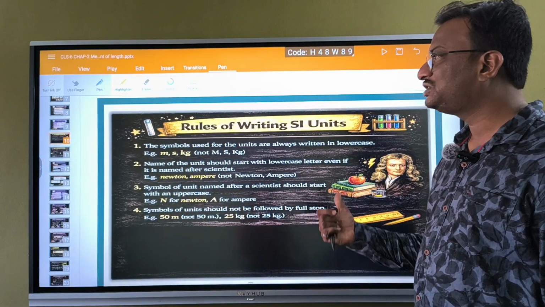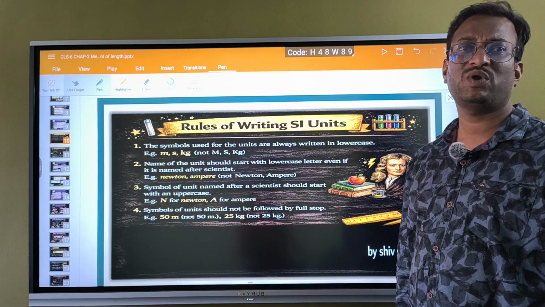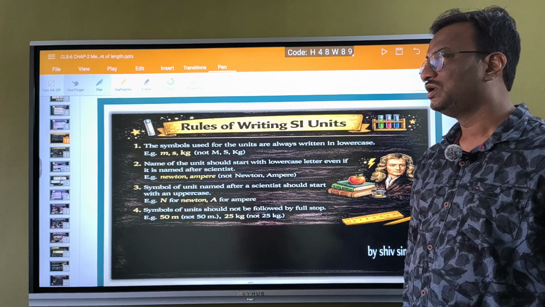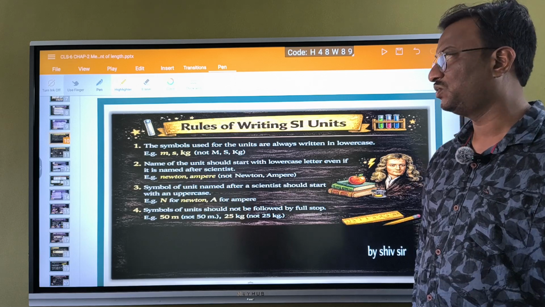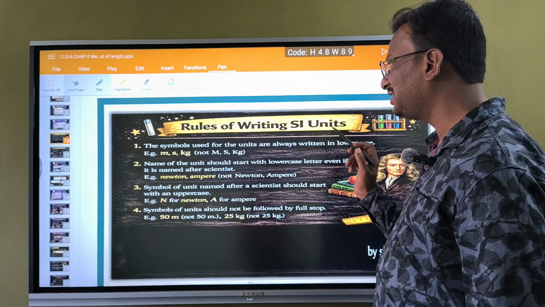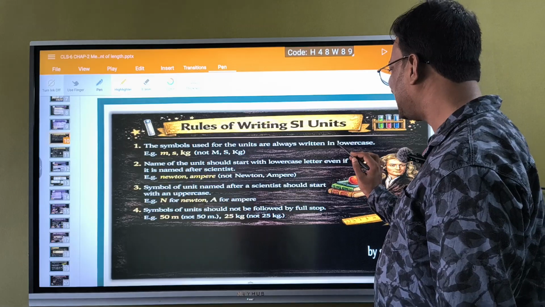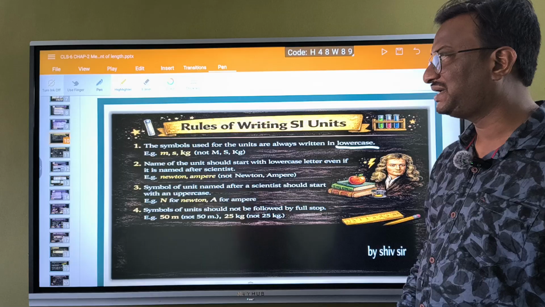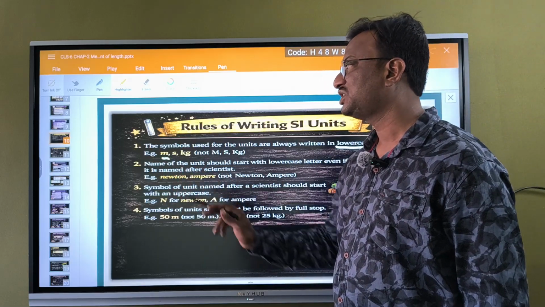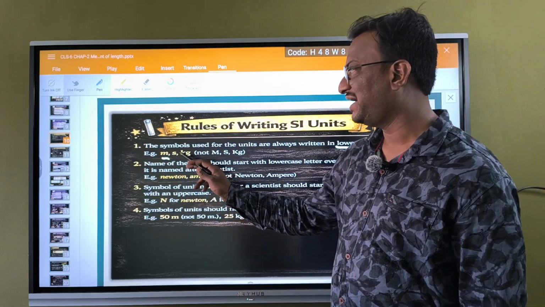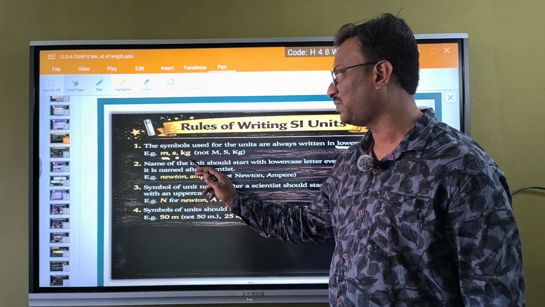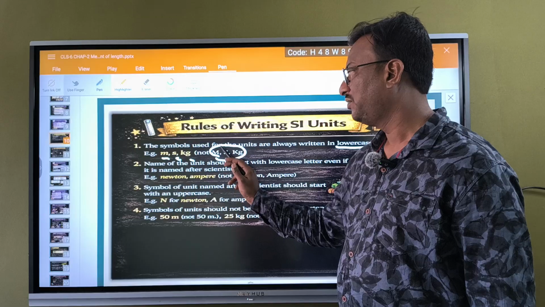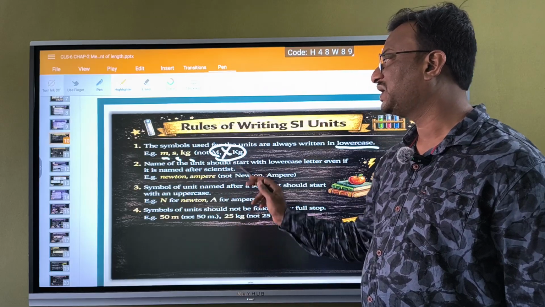Next one, rules in writing SI system. So in order to write, they have rules. Here we have some rules, we will see now. The symbols used for the units are always written in lower case. So we are going to use the symbol meter, that should be in lower case. So I mean small letters. A second, s, small letter. Kg should be small letter. It should not be bigger letter, right? This is wrong. We should not use bigger M, bigger S like that.